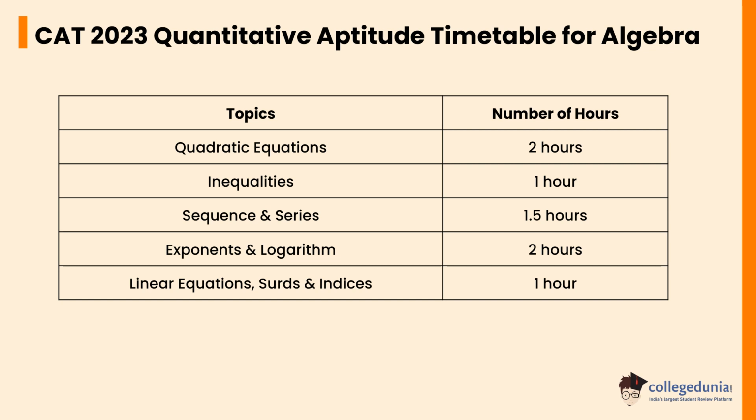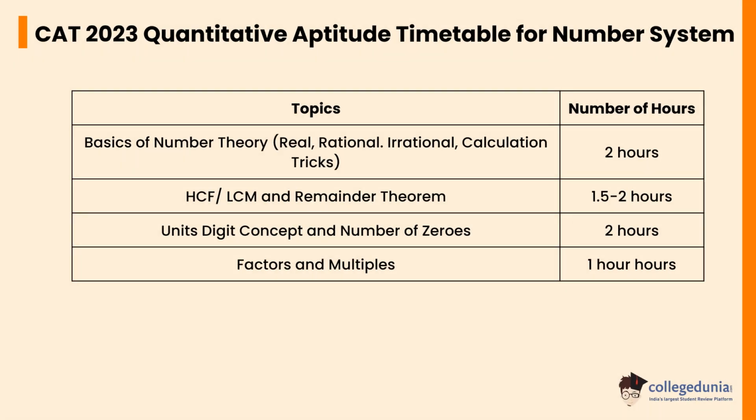Let's check the CAT 2023 quantitative aptitude timetable for number system. Give 2 hours for basics of number theory, real, rational, irrational numbers and calculation tricks. Give 1.5 to 2 hours for HCF, LCM and remainder theorem. Give 2 hours for unit digit, concept and number of zeros. Give 1 hour for factors and multiples.